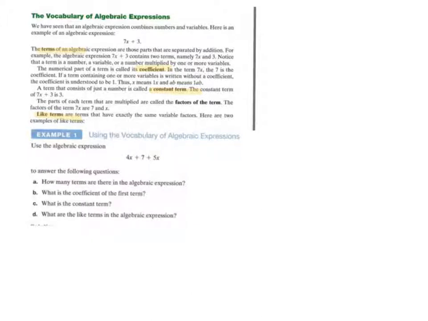Now, like terms are when they have the exact same letter with the same exponent. So we want to know how many terms are there in this algebraic expression. So there are 3 terms in this algebraic expression, 3 terms. What's the coefficient of the first term? Coefficient is 4. What's the constant term? That's 7. And what are the like terms in the algebraic expression? 4x and 5x have the same exact letters, same exponent, so they're like terms.